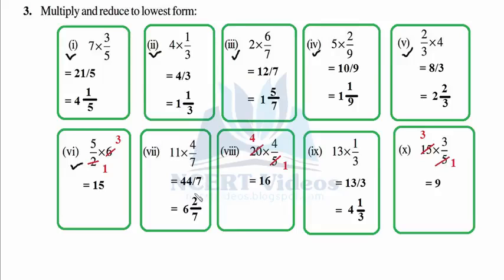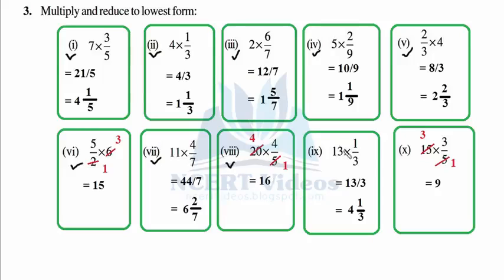You know 7 6s are 42, and 44 minus 42 is 2, therefore the remainder is 2 over 7. So 6 and 2 by 7 is your seventh part. Now the eighth part, 20 into 4 by 5. Here you can reduce it. 1 5 is a 5, 4 5 is a 20. Now 4 4s are 16, a complete number.